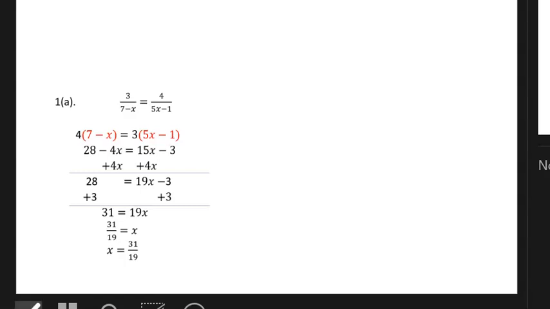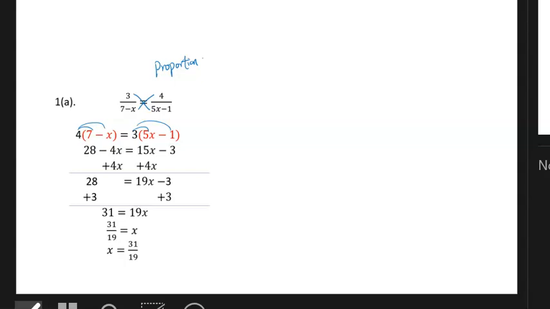Now in this case, because this equation is exactly a proportion, and we know proportions have a very good property, and that is cross products are equal. So we're going to multiply top left and bottom right, and top right and bottom left. So cross multiply, and then we get rid of the parentheses. Multiply. 4 times 7 is 28. 4 times negative x is negative 4x. 3 times 5 is 15. Bring down x, and 3 times negative 1 is negative 3.